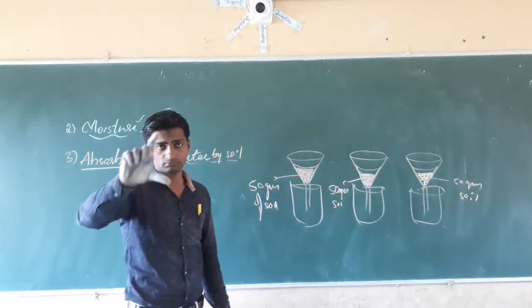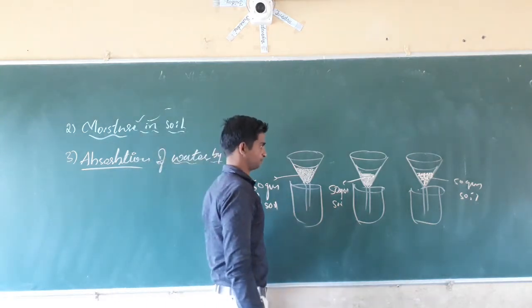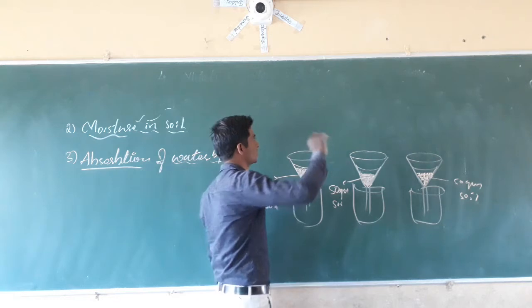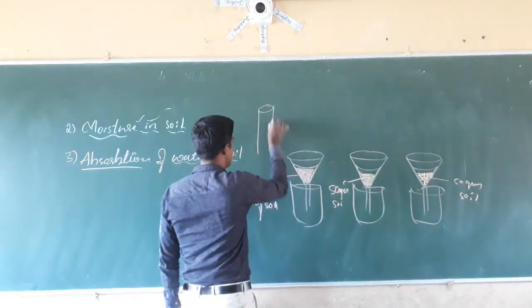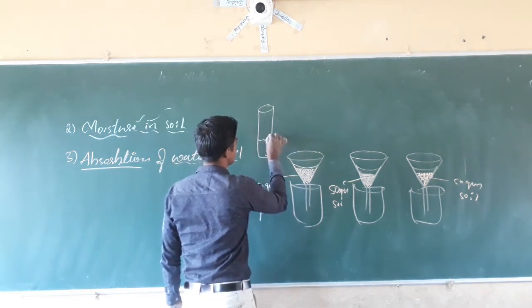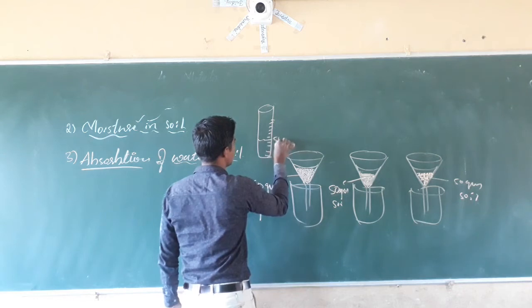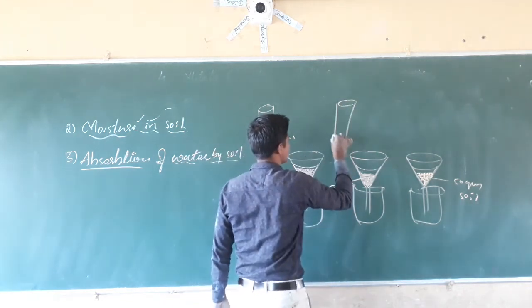Take 50 ml of water in three separate measuring cylinders. That is 50 ml water, here also 50 ml water in a measuring cylinder.